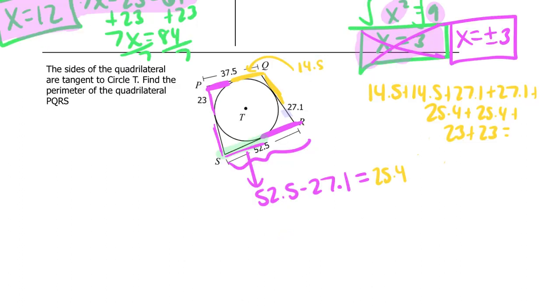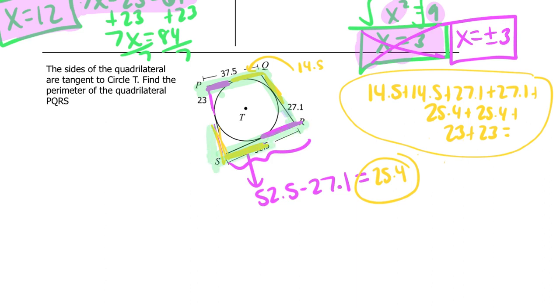Okay, so I did end up taking 52.5 minus 27.1, and I got 25.4 for right here. This is also 25.4. So this is what I got for the perimeter when you go all the way around the shape. I started right here actually. 14.5 plus 14.5 plus 27.1 plus 27.1 plus this was 25.4 plus 25.4 plus 23 plus 23. And whatever that is, the perimeter.